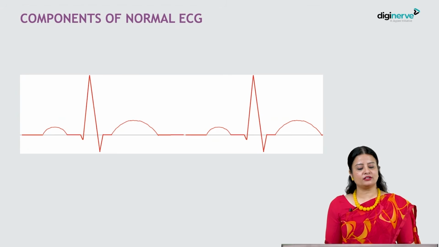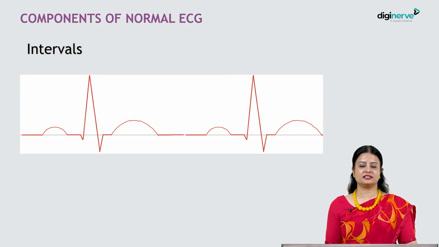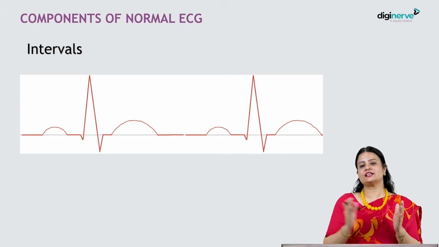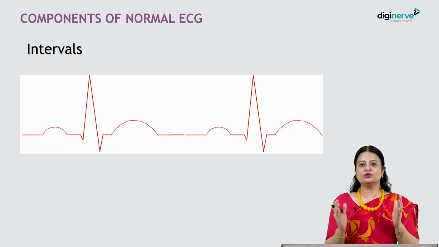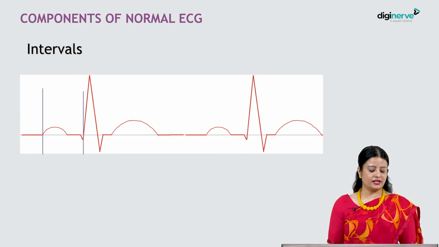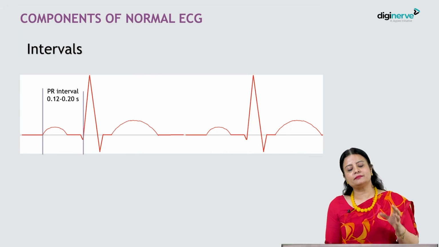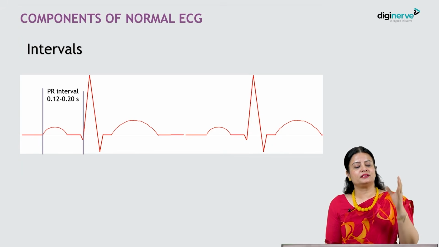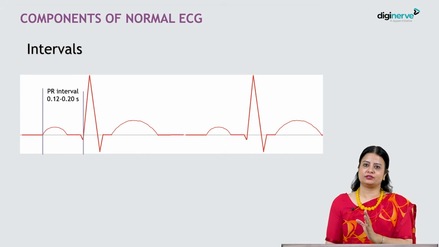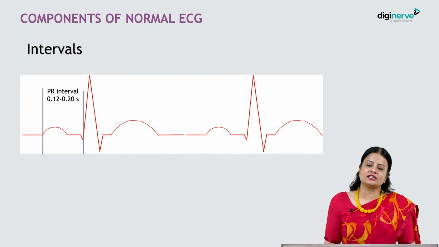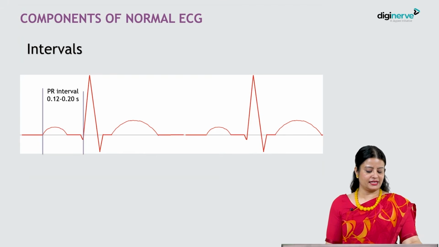The next component of the ECG are intervals. So intervals are nothing but the durations on the isoelectric line which include the waves. So here we have the PR interval which includes the P wave here. It denotes the time taken by the impulse to spread from SA node to AV node. So it tells us about the AV conduction time. Its duration is 0.12 to 0.2 seconds.